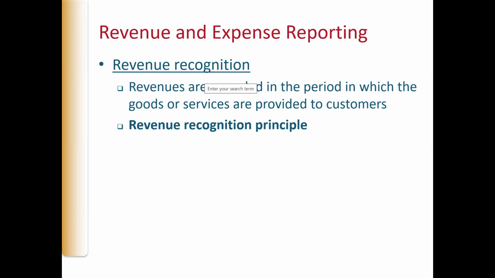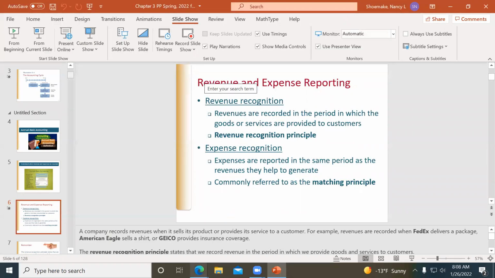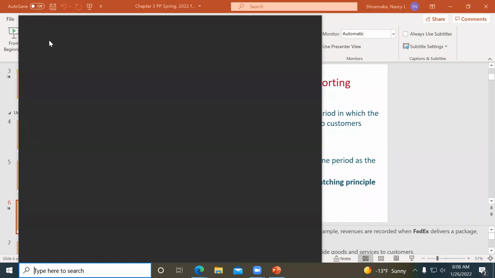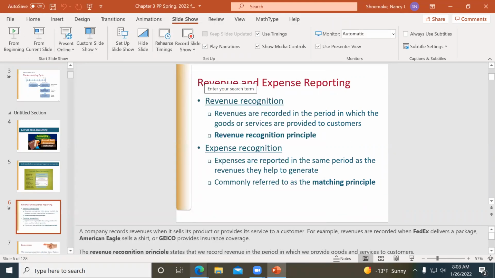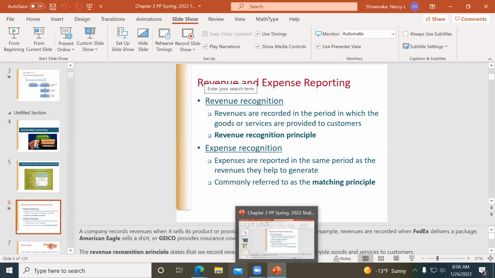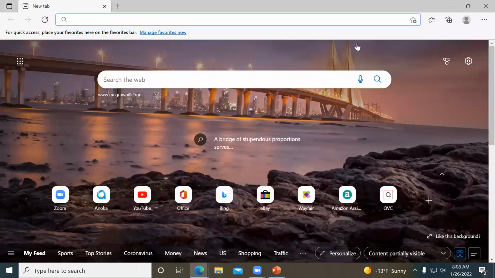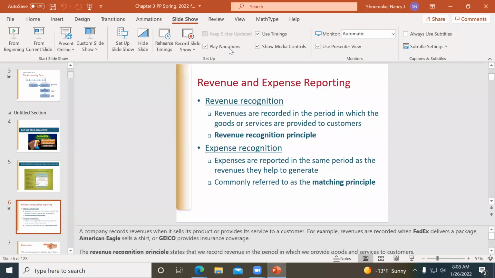So know that the revenue recognition, sorry guys, this is driving me nuts. Do you know why this enter your search term is sitting here? What am I doing? Can't be that difficult. Oh. You went away. Let's hope.